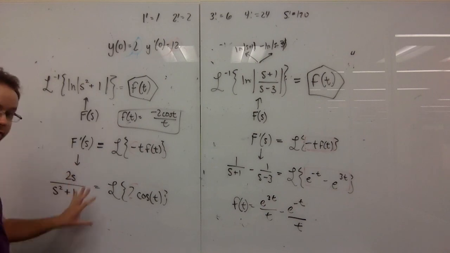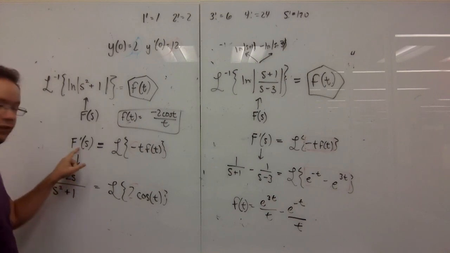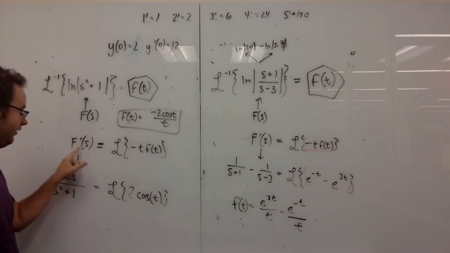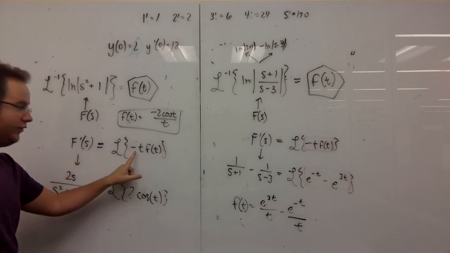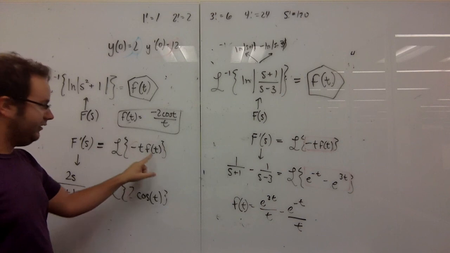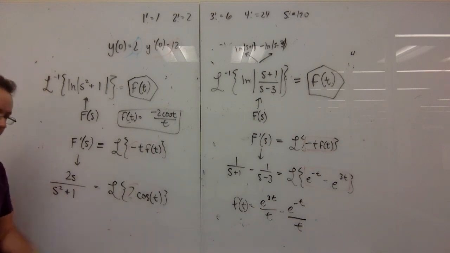Before we talk about this 2s over s squared plus 1, we're going to remind ourselves that f prime of s is equal to what? What is f prime of s always equal to? It's equal to the Laplace transform of negative t times the function that we desire to find, the Laplace transform of negative t f of t.